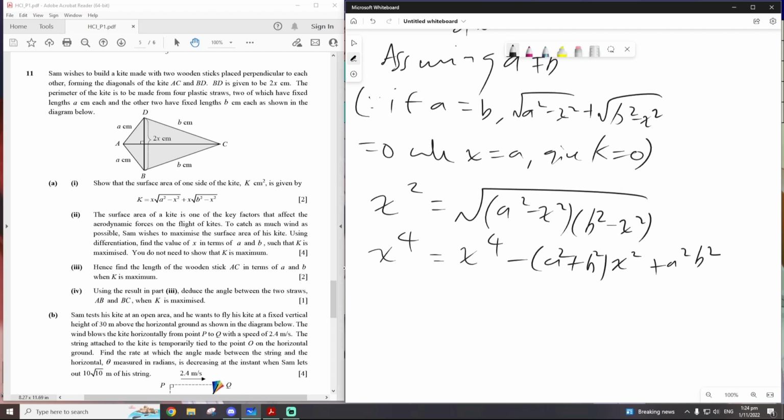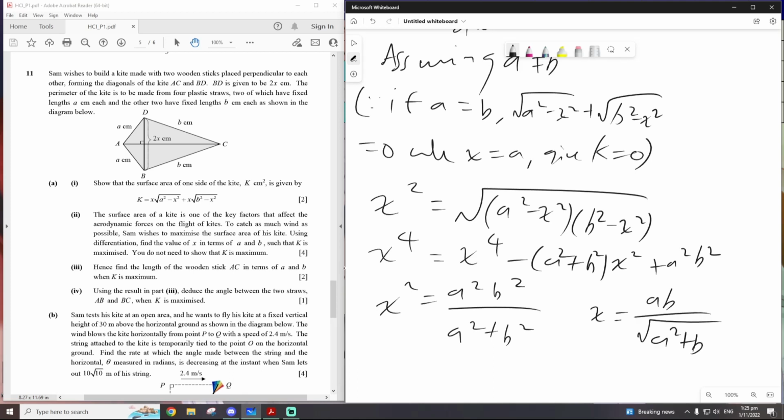And therefore, we need a squared b squared equals a squared plus b squared x. So therefore, x squared is a squared b squared over a squared plus b squared. And finally, the value of x will be ab divided by square root a squared plus b squared. Wow, a lot of work. Luckily, the Hwa Chong setters knew that this was quite a bit of work, so we do not need to showcase a maximum for this value.